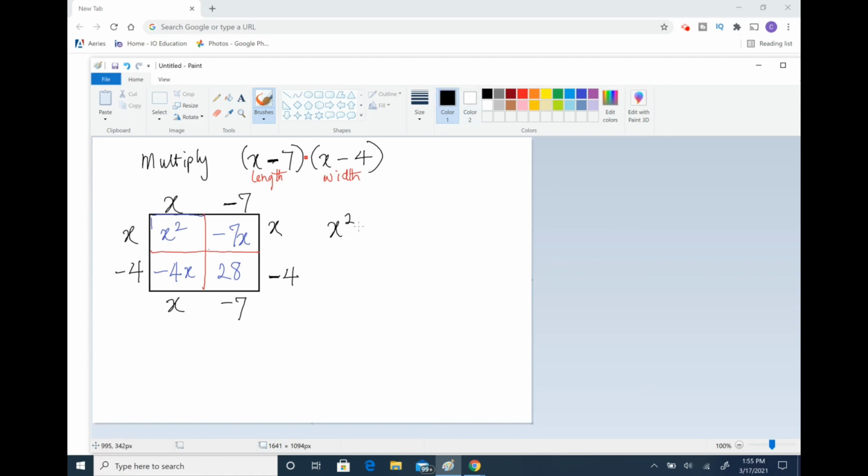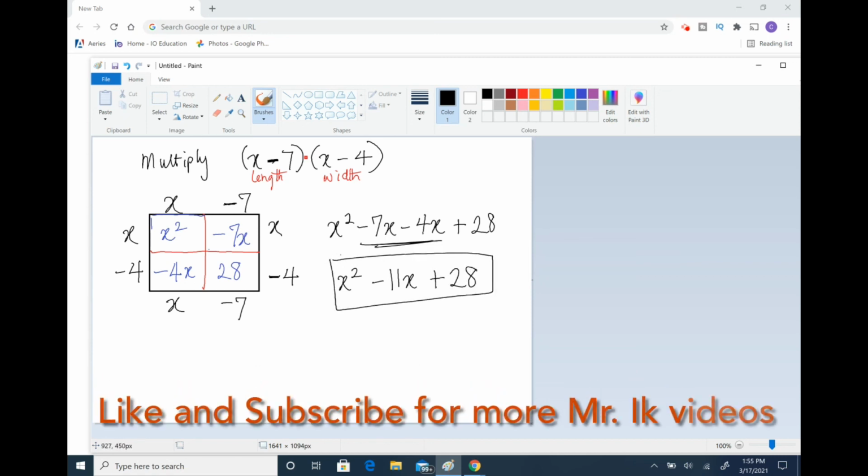So we have x squared minus 7x minus 4x plus 28, right? Plus because it's a positive 28. So when we combine the like terms, we get x squared minus 11x plus 28. Okay, so that is, guys, how the box method works.